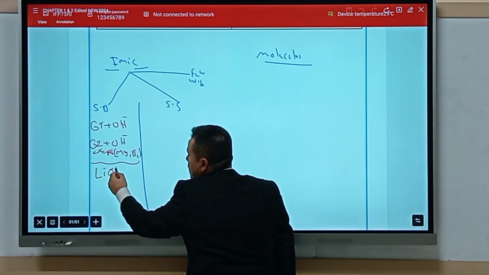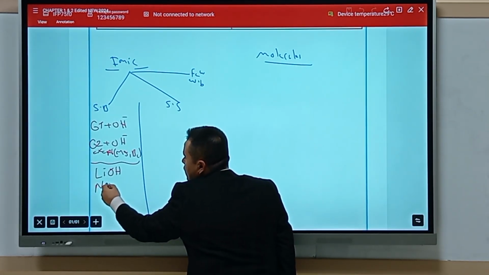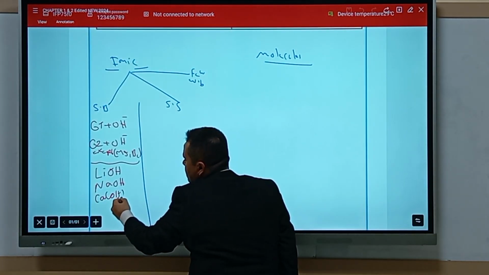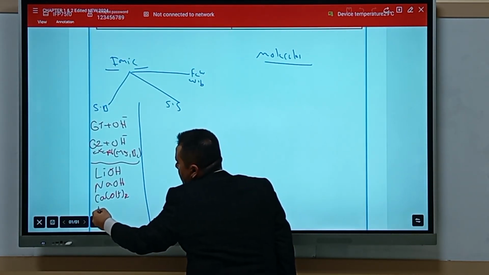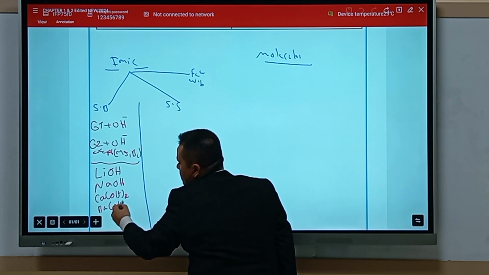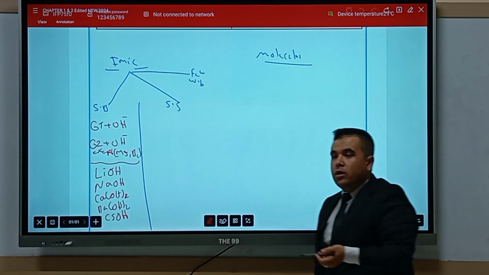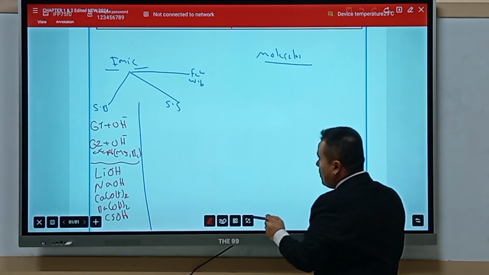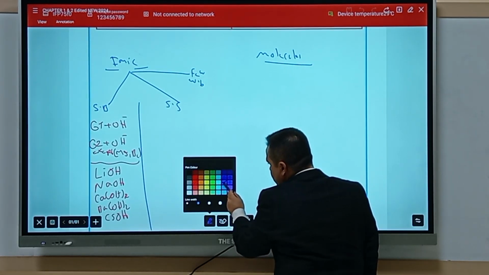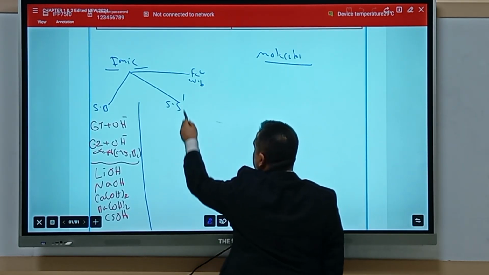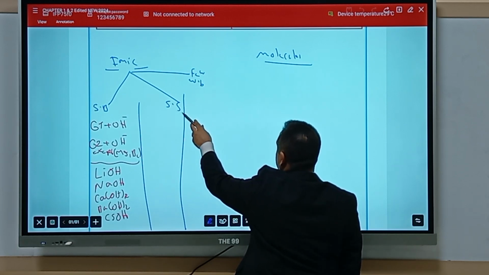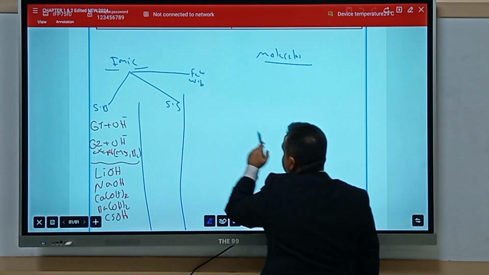For example, lithium hydroxide, sodium hydroxide, calcium hydroxide, barium hydroxide, cesium hydroxide, and so on. These are all strong bases. Simply, that's all about the strong bases. I will not be talking about the soluble salts now. I will be talking about the soluble salts after the acids.